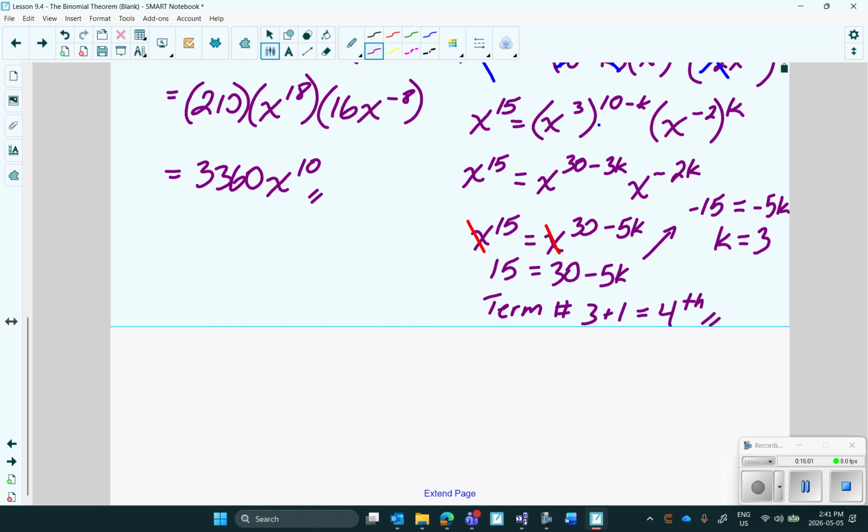And the last question in this unit, I want you to do a similar example. See how much of it you can do.